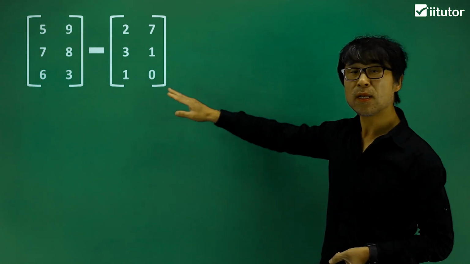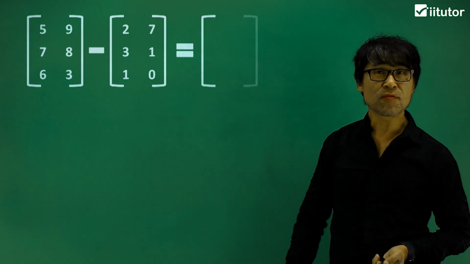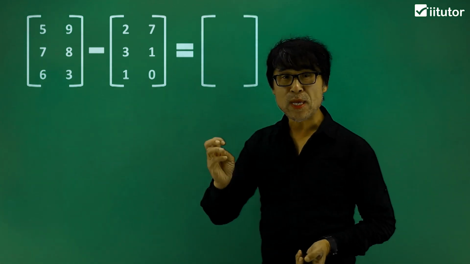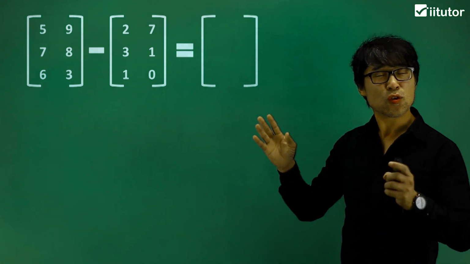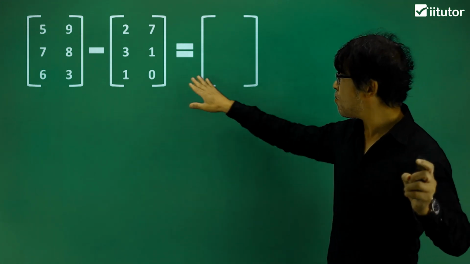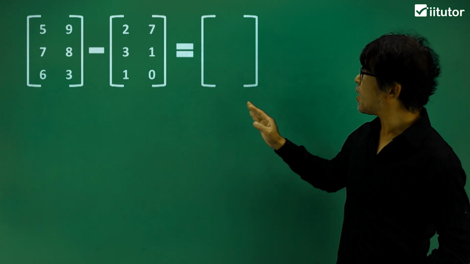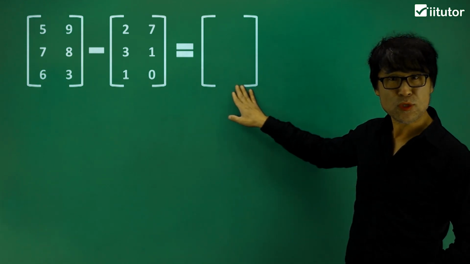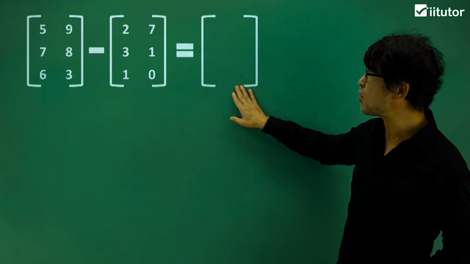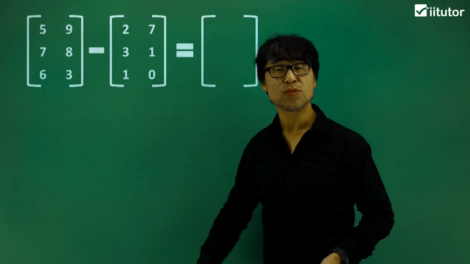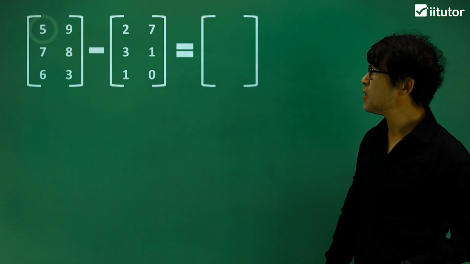Okay? So let's start. The preparation for the matrix subtraction is just to write your resultant matrix, the result of the subtraction. Okay, write it. Now the matrix which is the result must be the same size as the two matrices over here. Okay, so let's start.